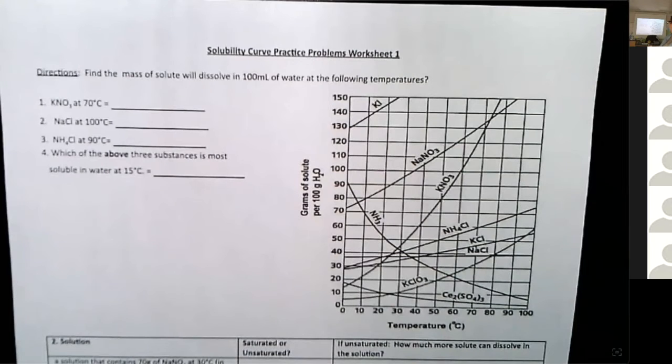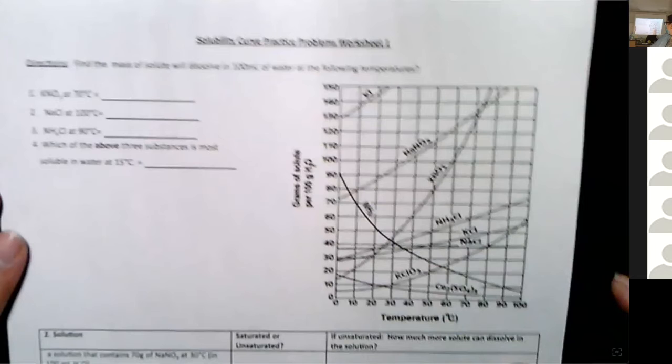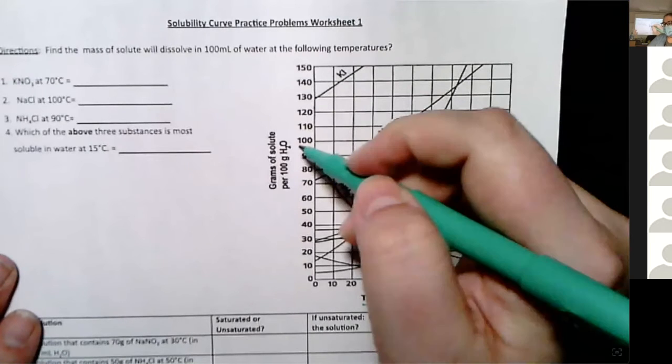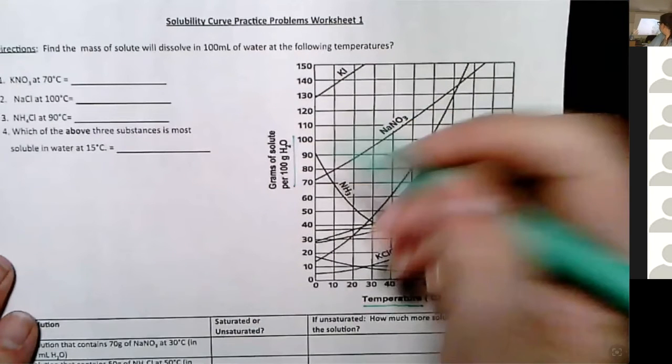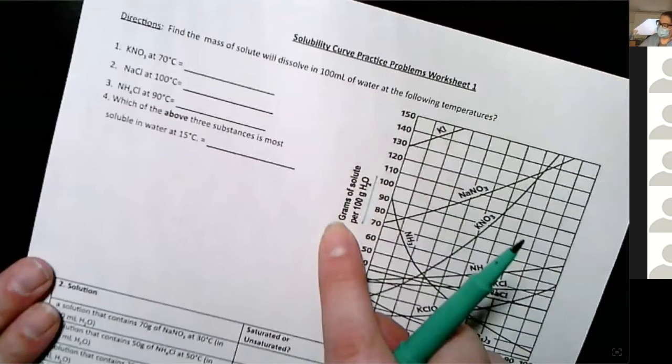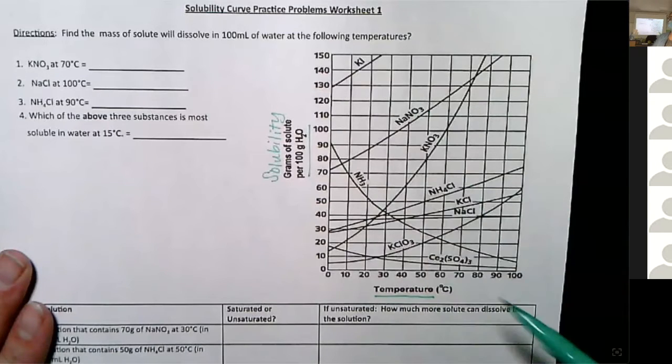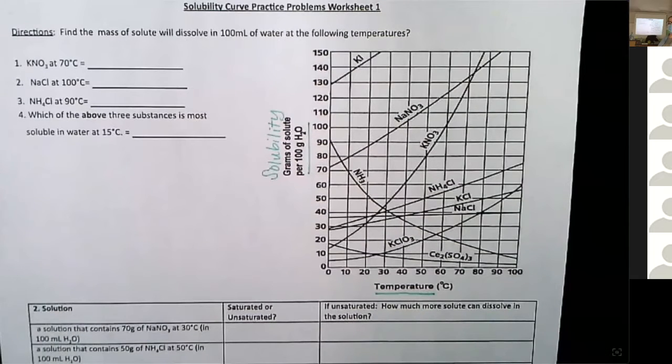All right. So yesterday we started talking about solubility curves. A solubility curve, this is an example of one right here, is a graph that shows us a bunch of different lines, and it shows us the relationship between temperature and solubility. Even though that says grams of solute per 100 grams of water, that's correct, but really what it measures is solubility. Lots of different substances going on, right? Luckily for us, it is pretty easy to read once you get used to it.